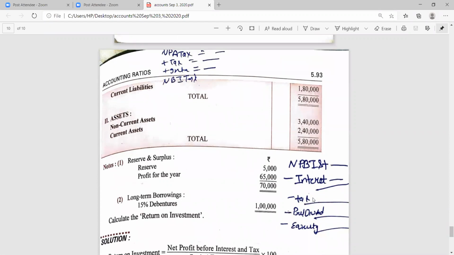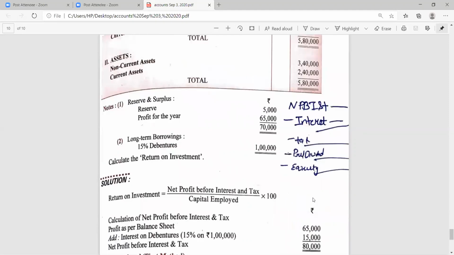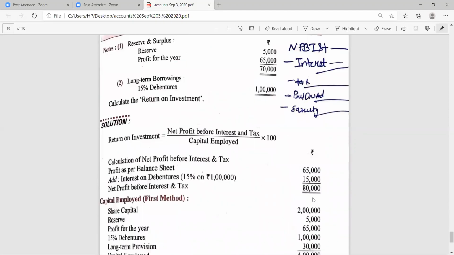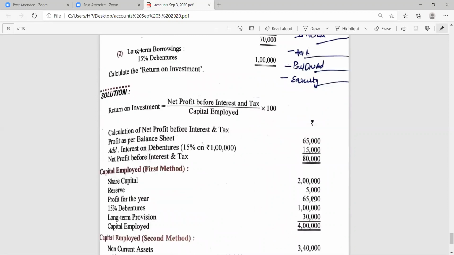So we have to calculate the net profit before interest, tax and dividend first. So what to do in that case? Whatever the profit, first of all the interest is to be deducted, then tax is to be deducted, then any other, then we get the profit before dividend, and then the dividend is to be provided. So what to do in this case? The formula you have to write, again I am telling you: net profit before interest and tax upon capital employed multiplied by 100.